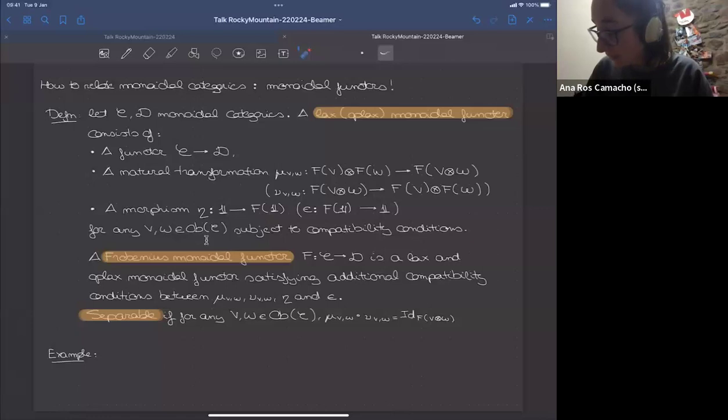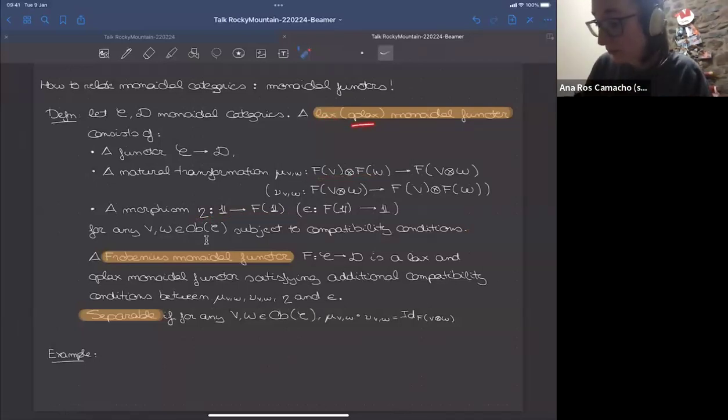So in a way, everything is compatible with the monoidal structure. So if you have a monoidal category on one side, and then you use this natural transformation, you need to check that these natural transformations are compatible with the associator, with the unitors, and this morphism with the unitors, and everything works well with each other. So this is lax, but if I say oplax, then I kind of reverse the arrows somehow.